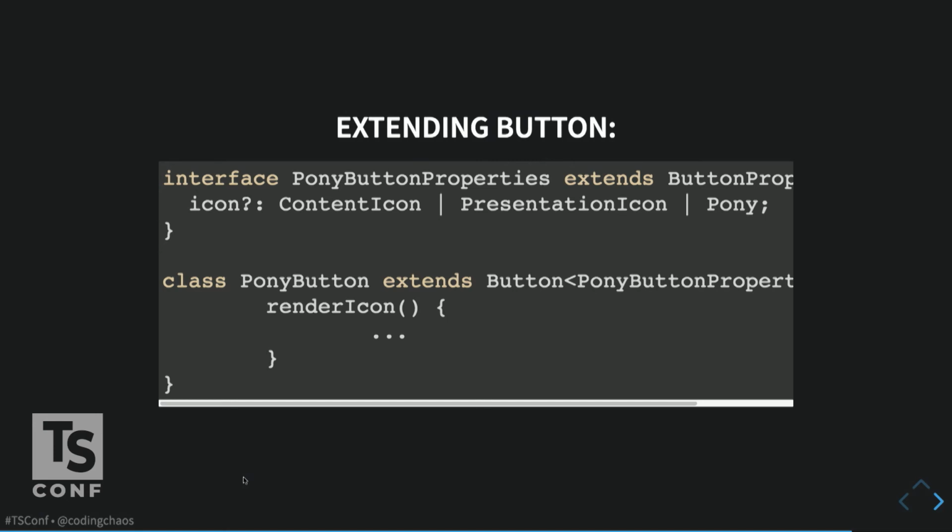So that kind of setup allows the inventor to pretty easily do something like this, where they're extending the pony button properties, extending button properties to be pony button properties and overriding icon.